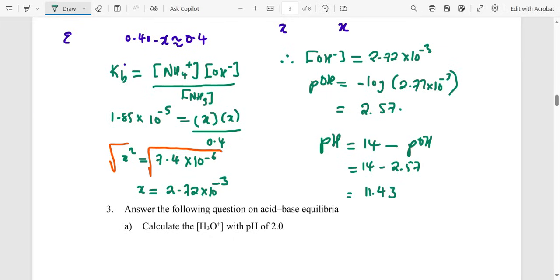Is there anyone that has a question? Is this okay?